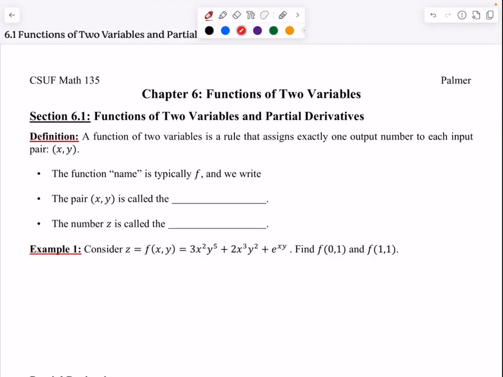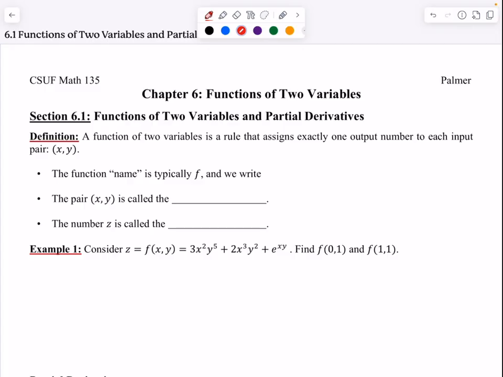In this video, we're going to cover part of section 6.1, which is functions of two variables and partial derivatives. We're going to start with the definition. A function of two variables is a rule that assigns exactly one output number to each input pair, x, y.